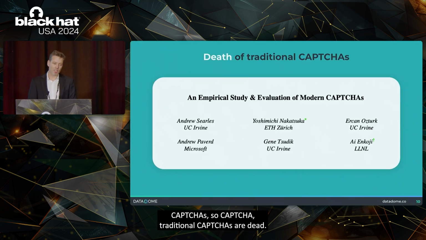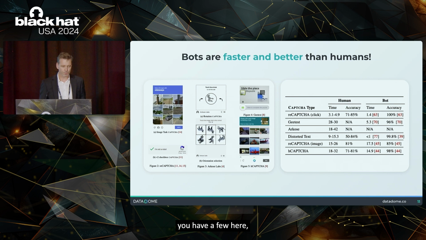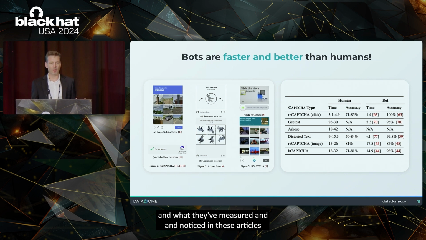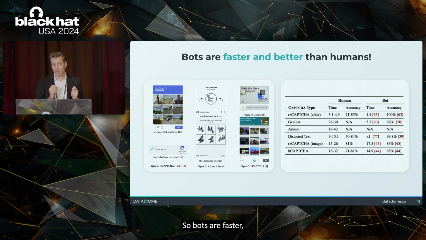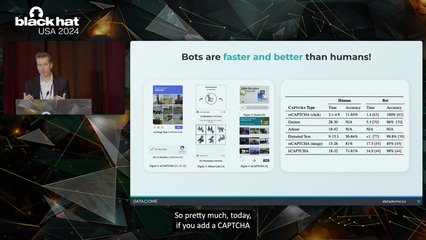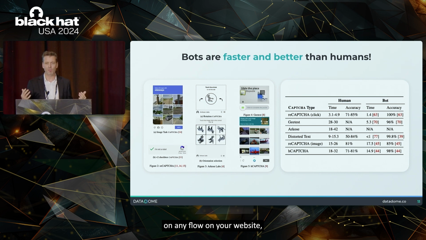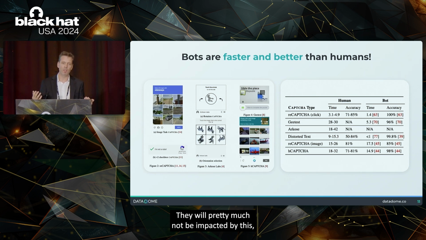CAPTCHAs. Traditional CAPTCHAs are dead. There are a lot of articles that have been written; you have a few here. What they measured and noticed in these articles is that CAPTCHAs are solved better by bots than by humans. Bots are faster and more efficient than humans at solving a CAPTCHA. So today, if you add a CAPTCHA on any flow on your website, humans like us will be impacted. We'll have to solve the CAPTCHA, but the bot solves it automatically and will pretty much not be impacted. So friction is created for end users, but not for bots.